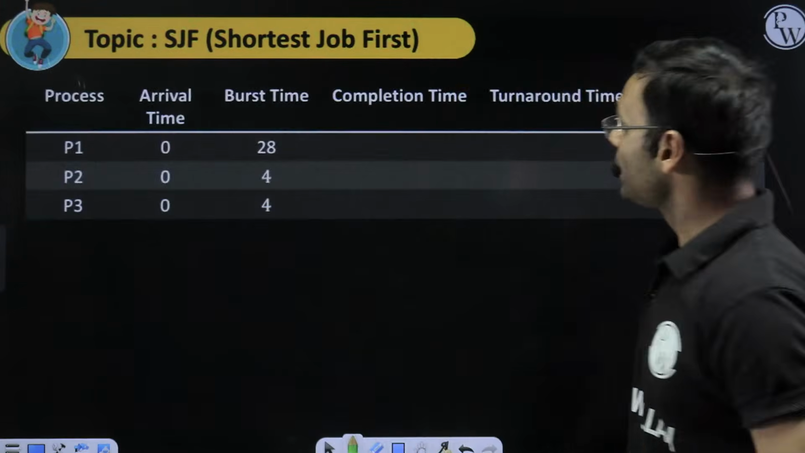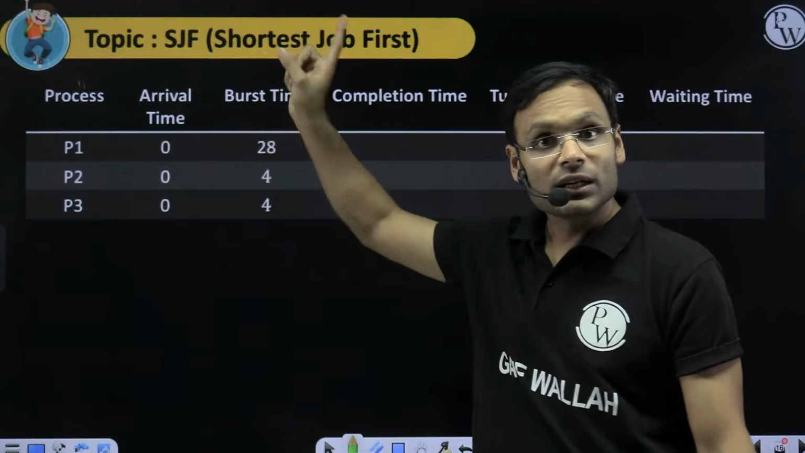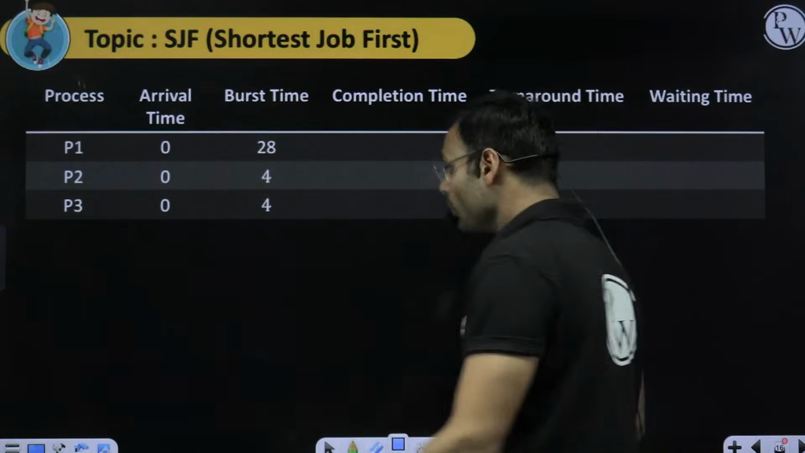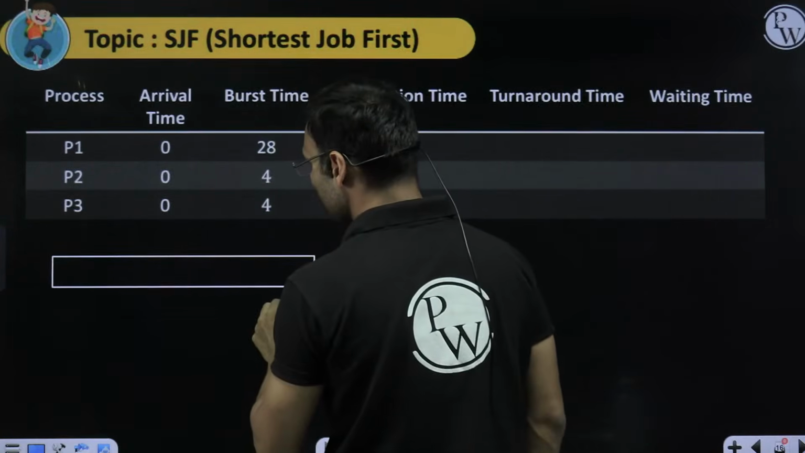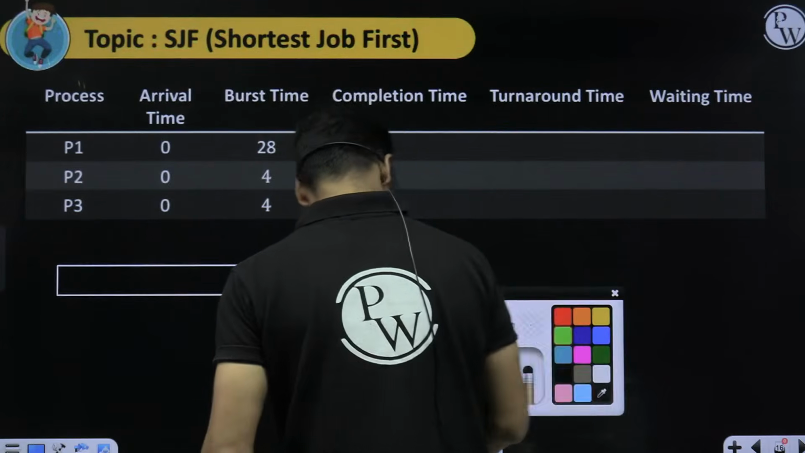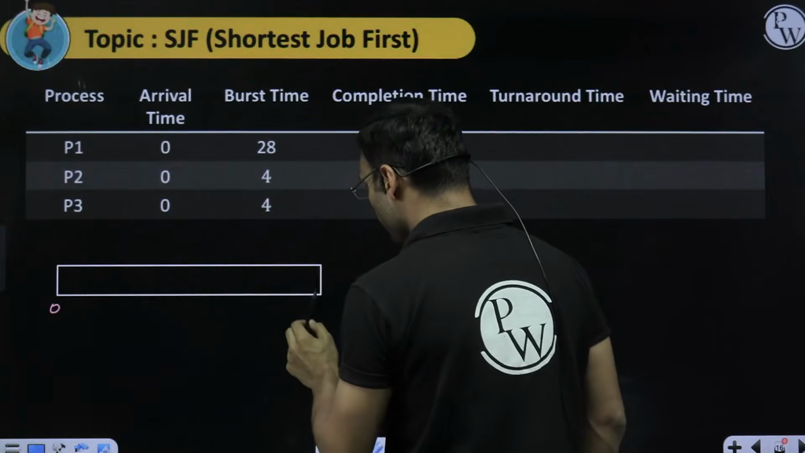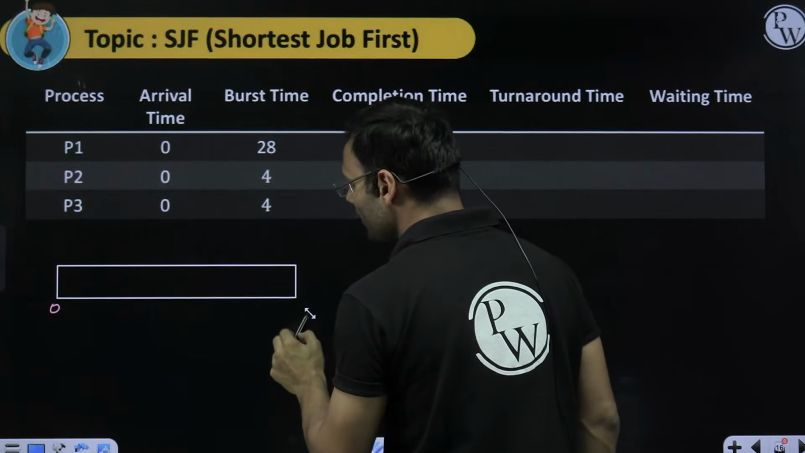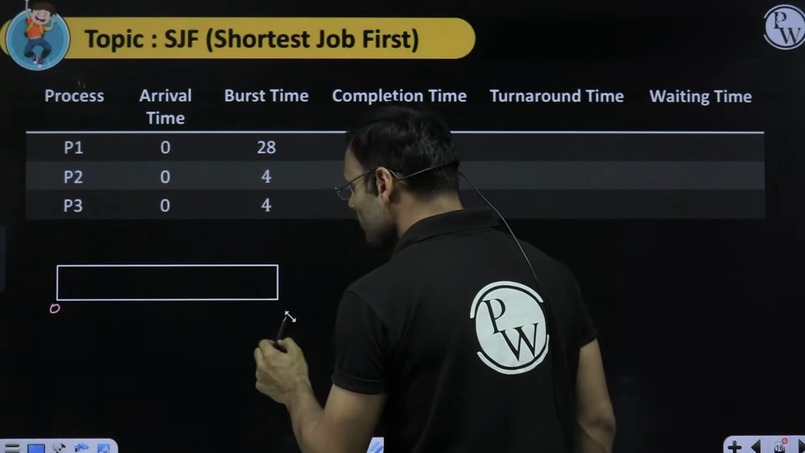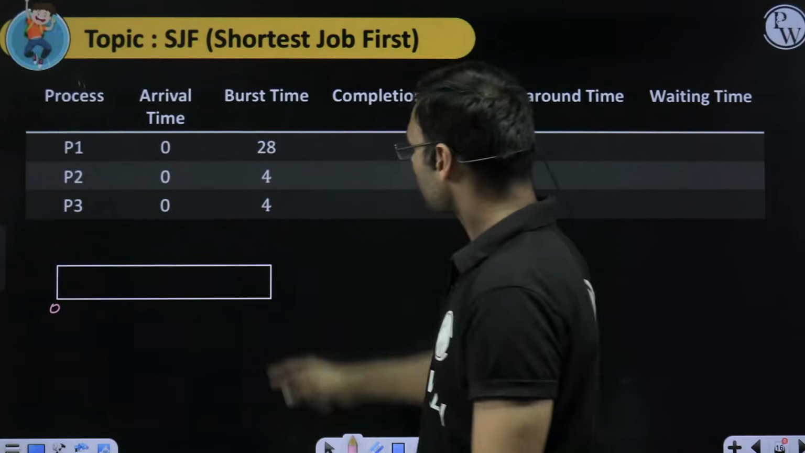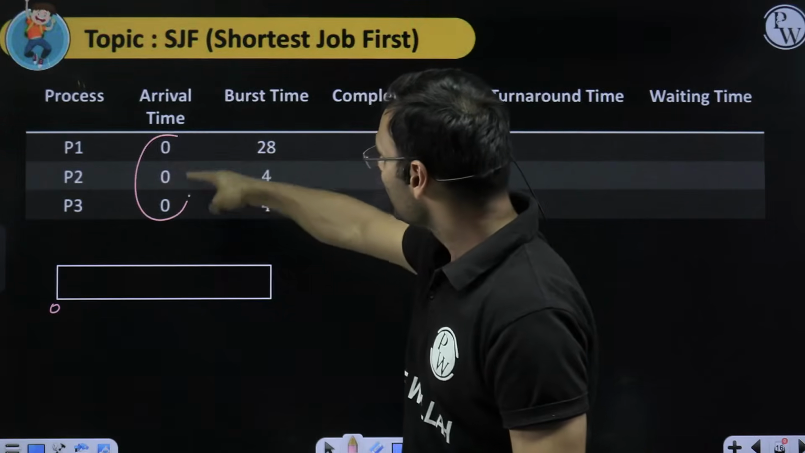Let's solve the same question which we have solved for the FCFS. Now look at this. Three processes are there, P1, P2, P3. My Gantt chart starts at 0. At time 0, what all processes have arrived? I'll have to check what all processes have arrived. At time 0, all three have arrived.